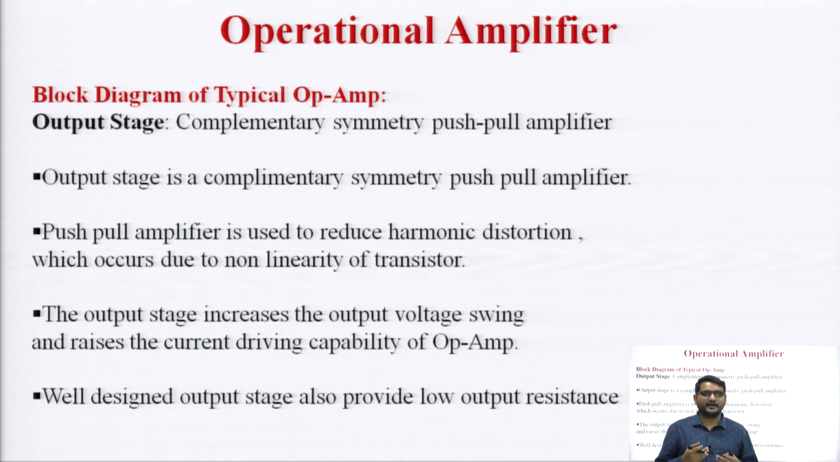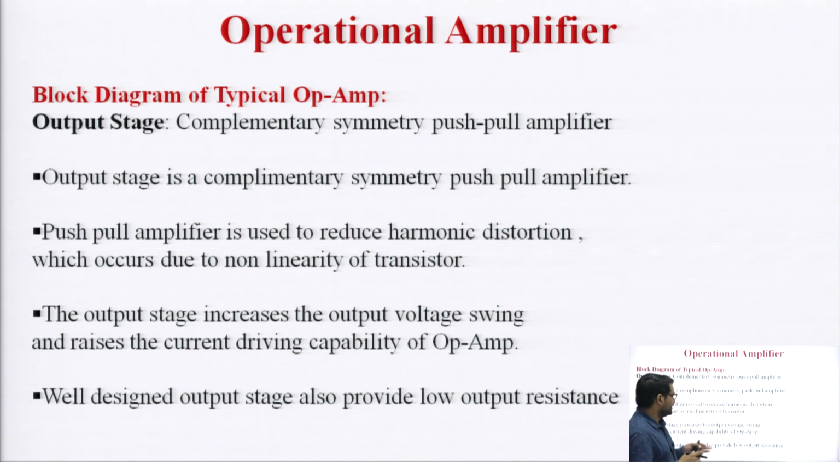And the second, it also increases the driving capability of the operational amplifier. If we try to design an amplifier, it is necessary to remember that the driving capability of the amplifier should be high. That is the reason we use the BJT in an amplifier as compared to MOSFET, because the MOSFET has low driving capability as compared to BJT.